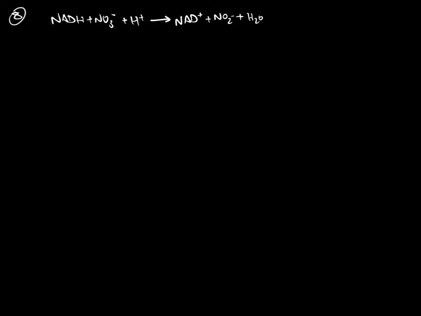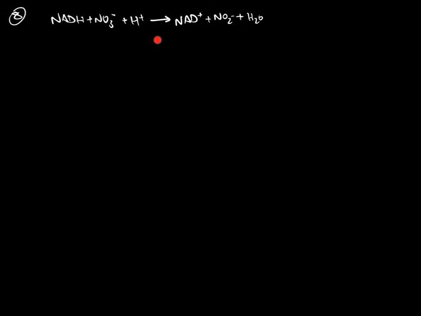So for number 8, it says that some bacteria can use nitrate as an electron acceptor instead of oxygen, reducing it to nitrite. And so the first part asks for a balanced equation for the oxidation of NADH by nitrate. So oxidation means that it's losing electrons. So you have the NADH, and it'll be oxidized to NAD+.